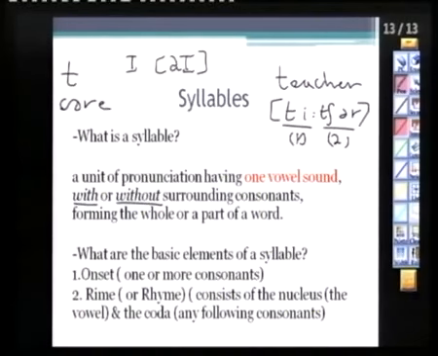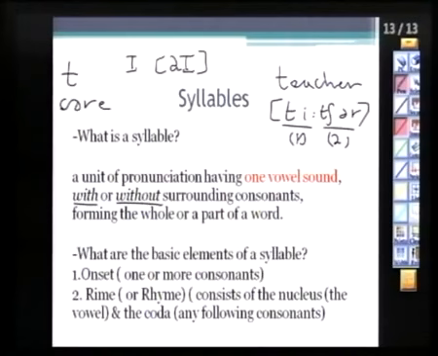Now, what are the basic elements of a syllable? I think I talked about this a little bit last time. We said number 1, the onset. We said the word onset means the beginning of the syllable. So the onset should be occupied by a consonant. So you only put a consonant in the onset. You cannot put a vowel in the onset.